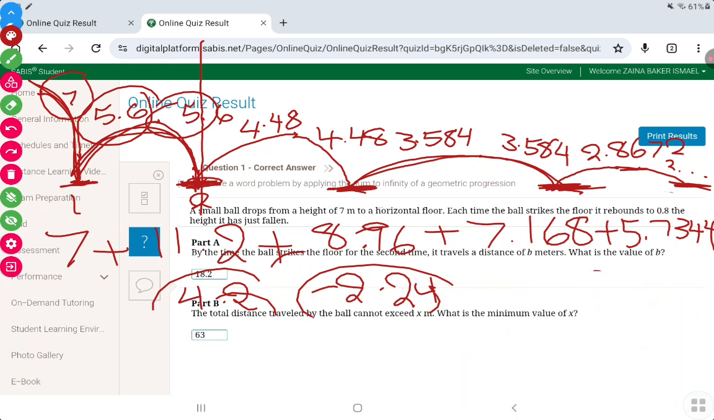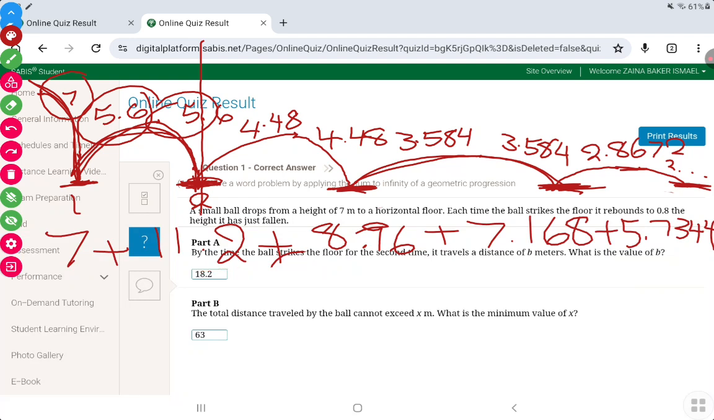Now we check if it's a geometric one. To check for geometric, you divide each number by the number before. If you get a common ratio, if the ratio stays the same, that means it's geometric. So we start. 11.2 divided by 7 is 1.6. 8.96 divided by 11.2 is 0.8. 7.168 divided by 8.96 is 0.8.